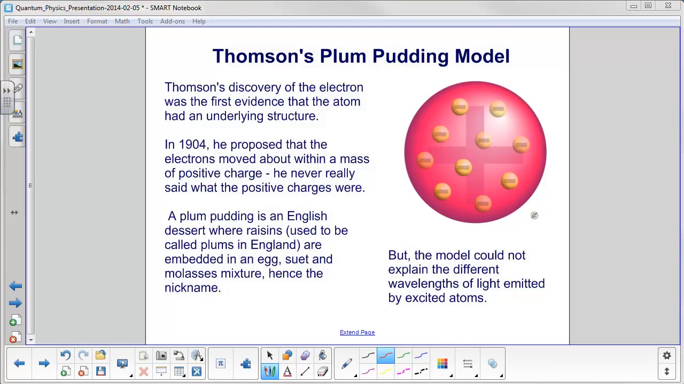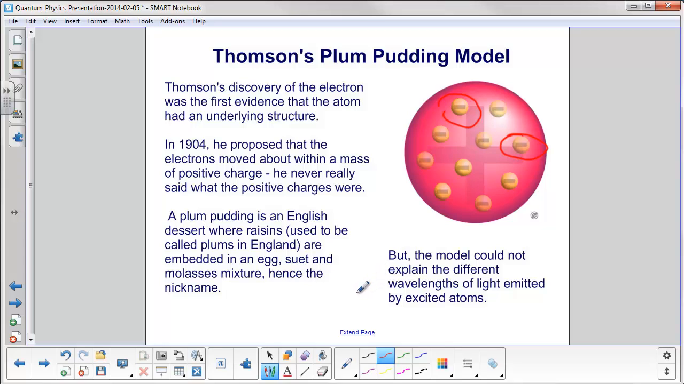Thomson's discovery of the electron was the first evidence that the atom had an underlying structure. So in 1904, he proposed that the electrons that he discovered, and here they are, the little negative charges here, are moving about within a mass of positive charge. You can see this positive sign here. He never really said what the positive charges were. It was just kind of this amorphous mass. And it was nicknamed the Plum pudding model.